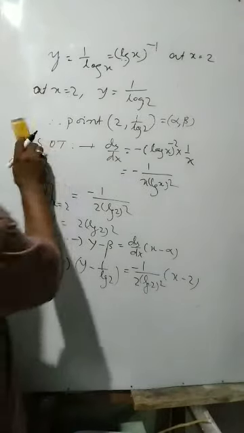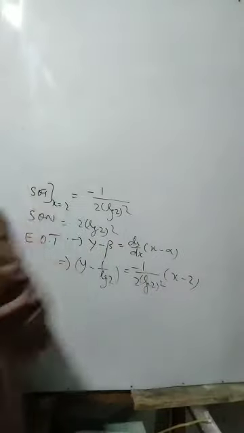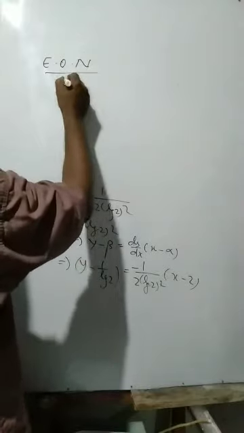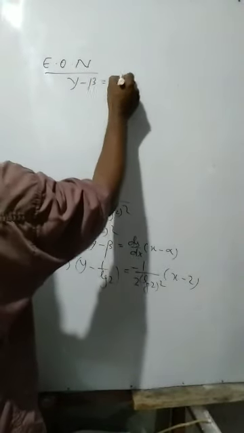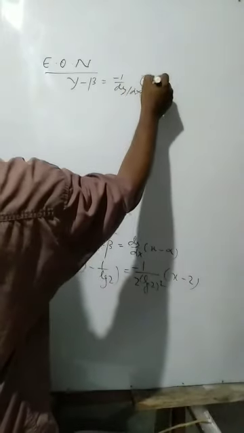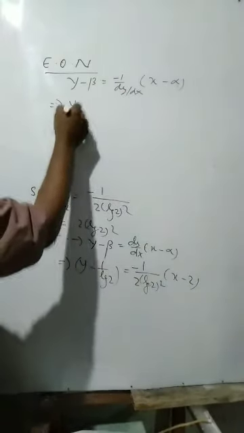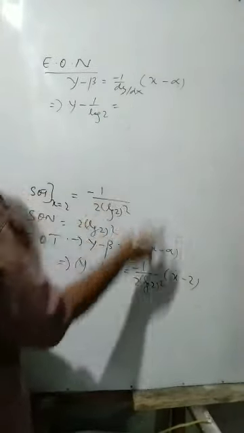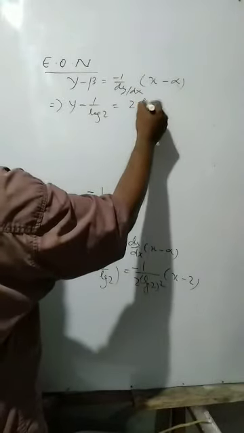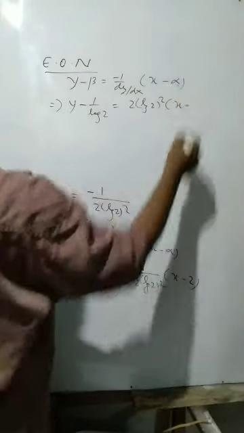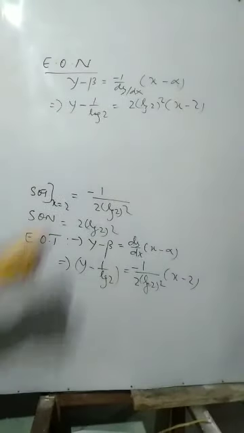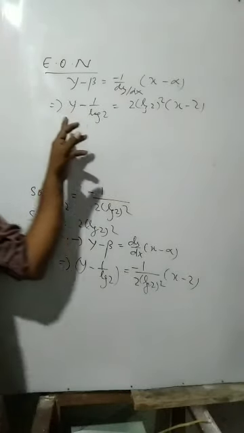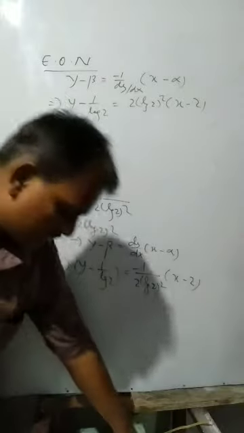Next, the equation of the normal. The formula is y minus beta is equal to minus 1 by dy by dx into x minus alpha. Y minus beta, where we have already put 1 by log 2, equal to the slope of the normal, only the sign changes, 2 log 2 whole square, into x minus alpha, where alpha is 2. You simplify this, then you will get it. So we have found the equation of the normal and the equation of the tangent.